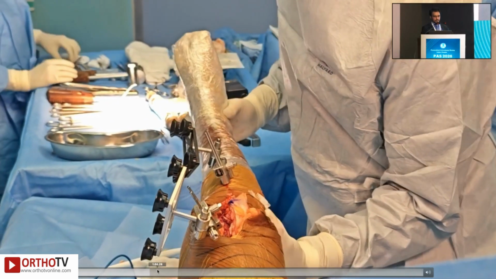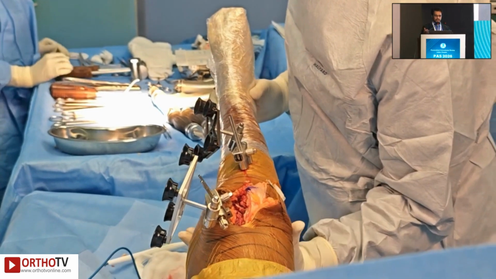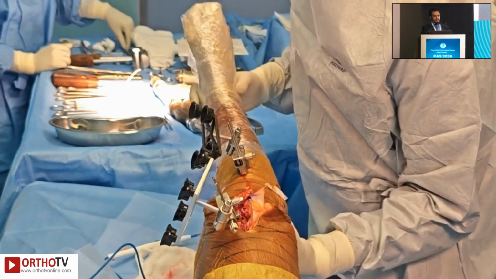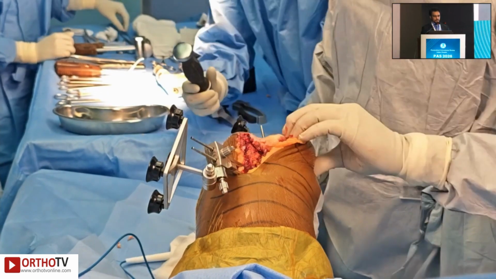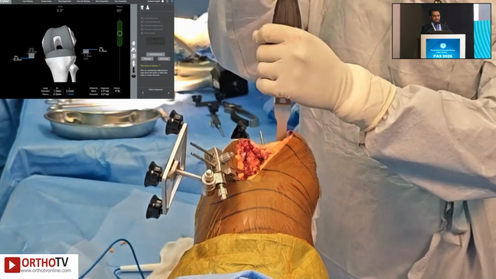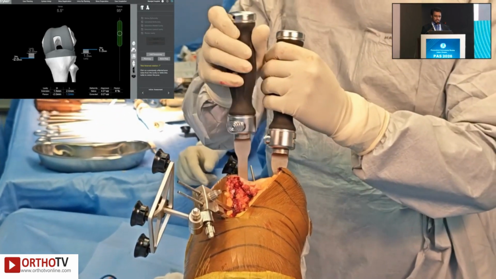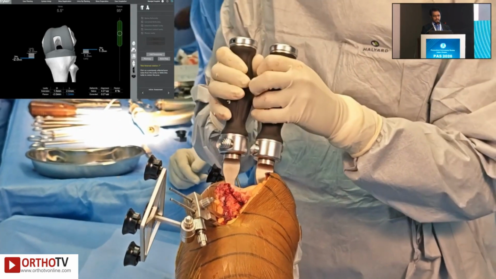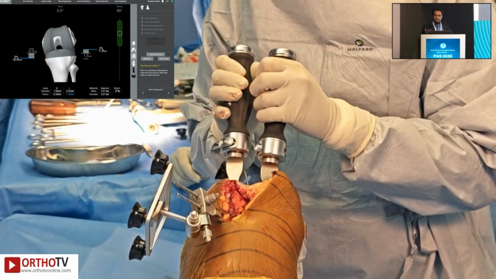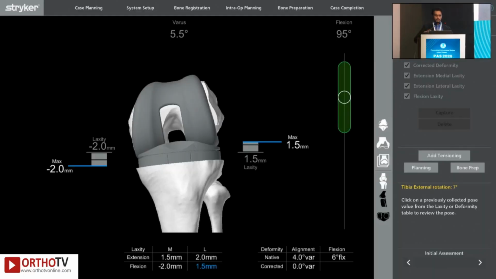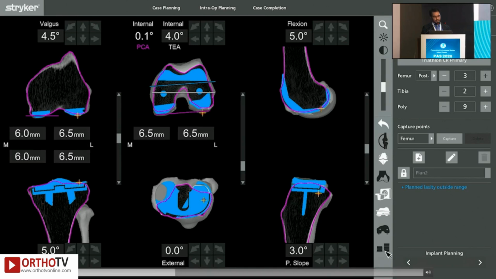Once that is done, I apply some valgus stress since it's a varus knee to measure the correction. Then I look at my extension laxities, both on the medial and lateral side. Then I go for my flexion laxity, that is by using 2 osteotomes since it's a lax knee. If it is a tight knee, I go on the tighter side with a single osteotome, just jacking it up. And this is the plan that I'm getting now.